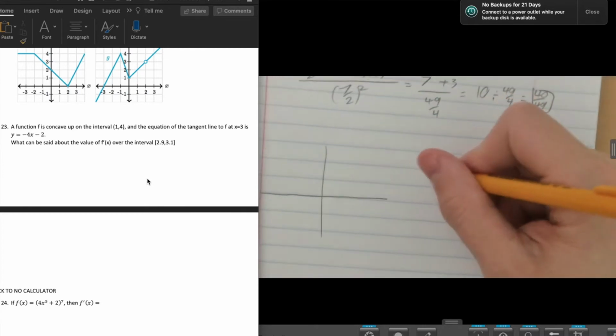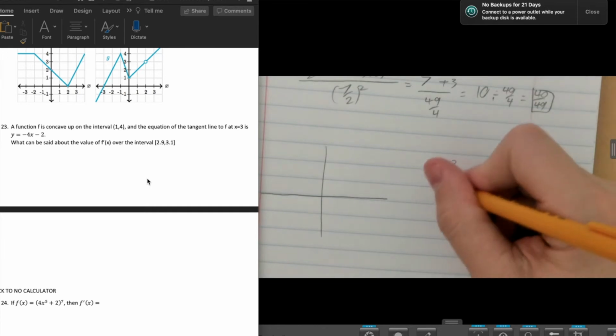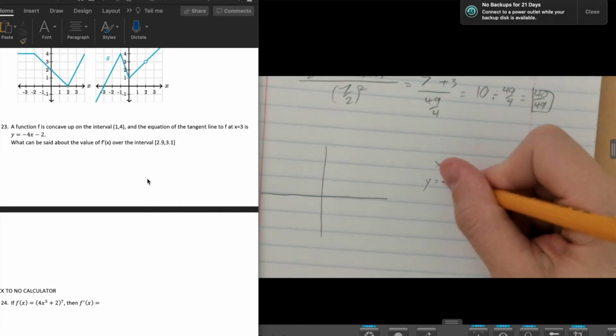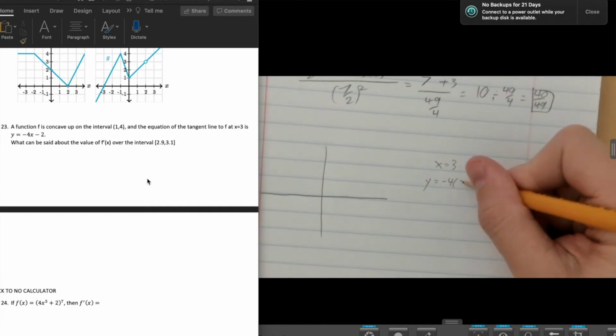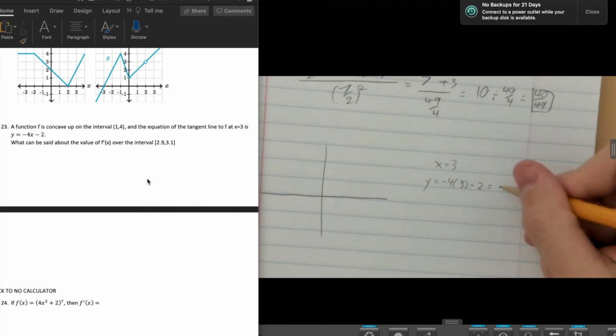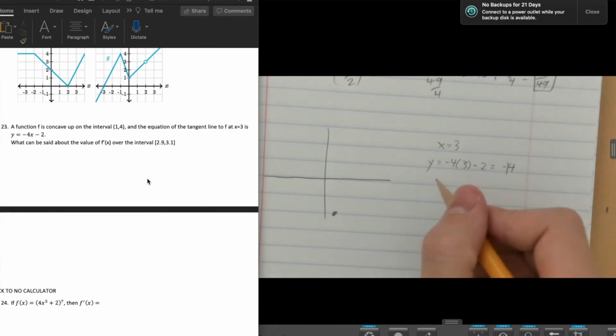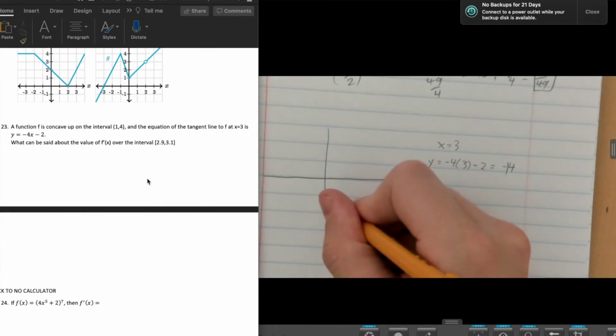Now let's see what that means. If x is 3 and that's the line tangent, I can plug 3 in and figure out what the y value is of our function at 3. That's negative 12 minus 2, so I get negative 14. Just to sketch this out, here's the point 3, negative 14. We also know the slope of the tangent here is negative 4. It's going to look something like that.